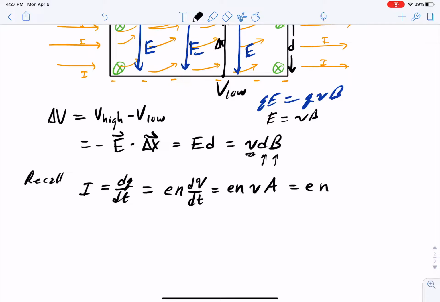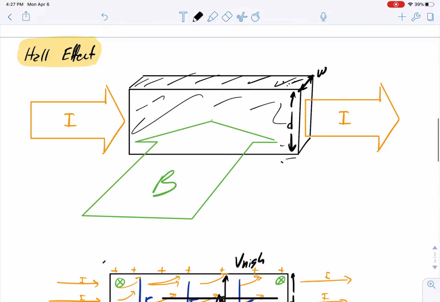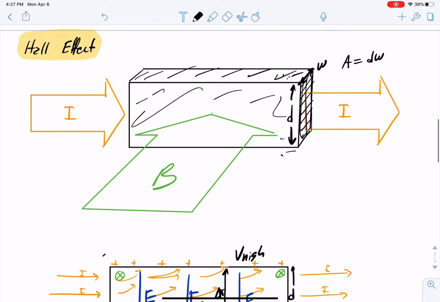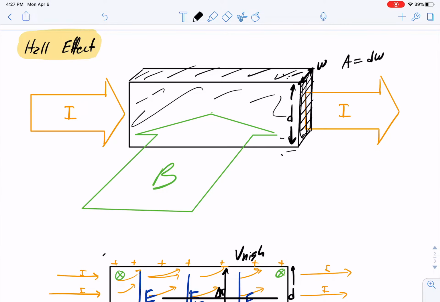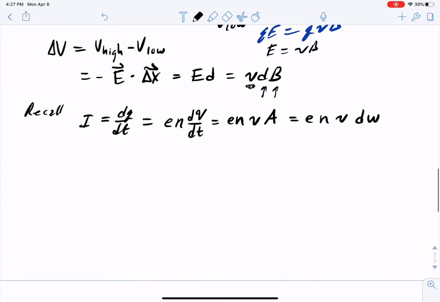which we can write as that distance times the width. So the area of this side here is the cross-sectional area. It's just the distance on that side times the distance on the other side. Now we recognize here that we've got this V times D in both of these expressions.